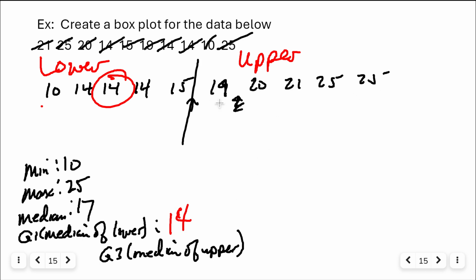Q3 is the median of the upper set of data, just these 5 numbers on the other side of the median. So there's 5 numbers here. The median Q3 is 21.